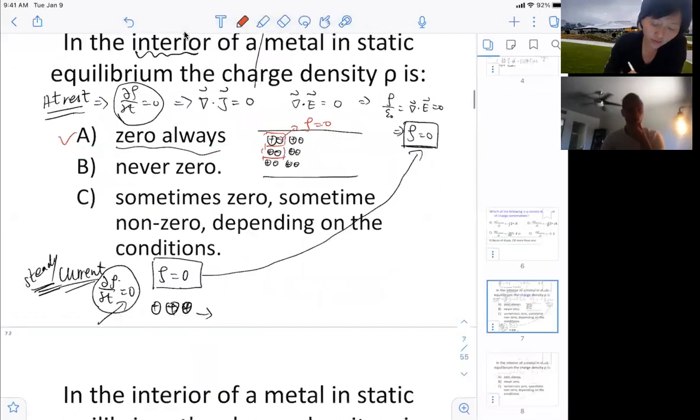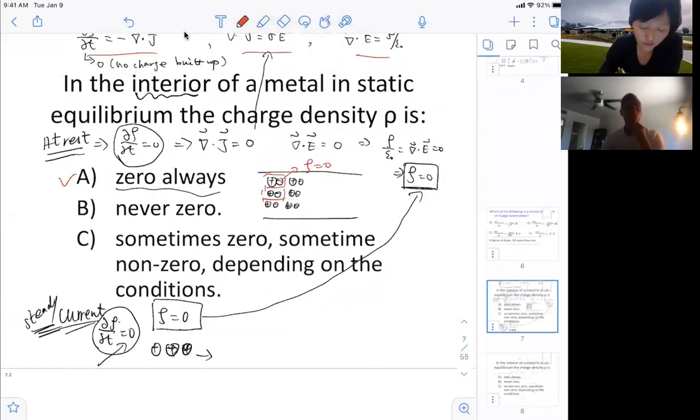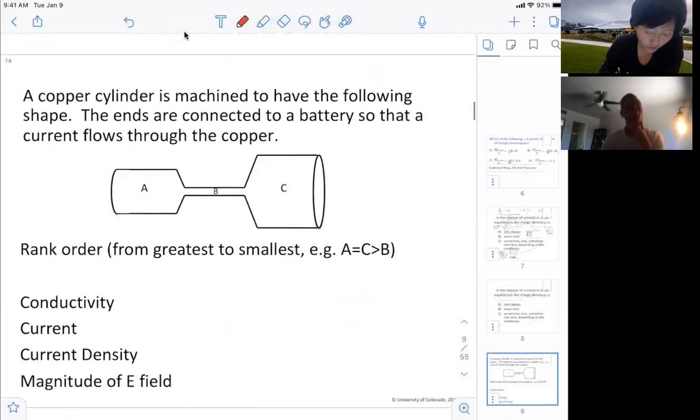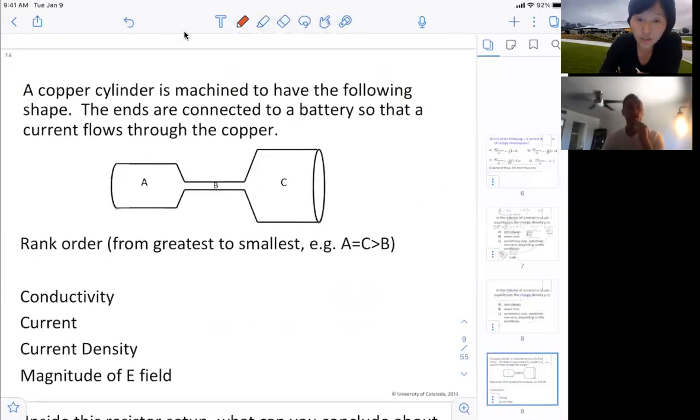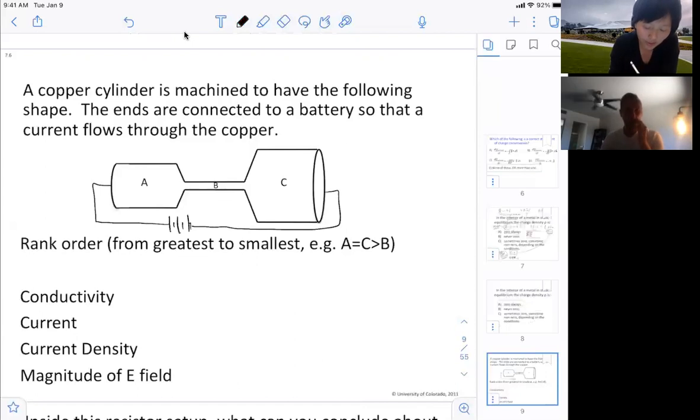And you can see you need all of these to combine to answer this question. All right, so we have done a few of these different concepts. Let's do this one together so we can review some of the relationships. We have a copper cylinder, made into such a shape, A, B, and C, with different widths. They're all connected, the ends to a battery, so the current is flowing through the copper. Okay, and you have a current flowing through it.